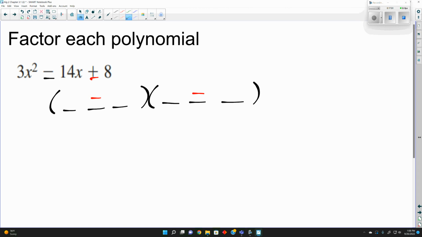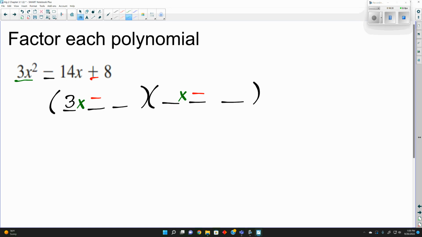Questions on this so far? Now we need to find the factors of the first and third term. Well, the first term is 3x squared. We know we'll have x and x, because that's the only real way this will work with the factors of x squared. Now the factors of 3 are 3 times 1. Which set of parentheses do we want to put the 3 in? First one.